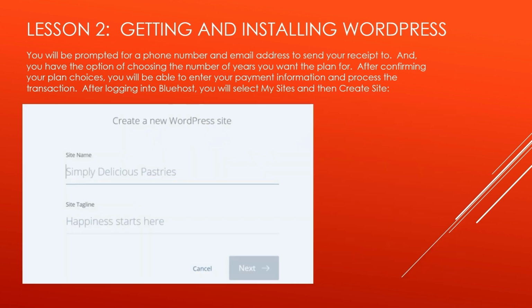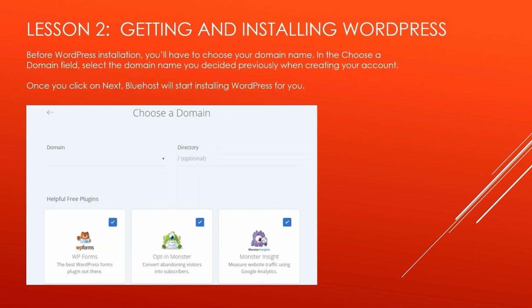When you create a site, you give it a name and a tagline, which is optional, or you can change it later, right? And then you'll click Next. Before you get to the WordPress installation, you'll have to choose your domain name. It might pop up automatically there since you chose it earlier. Otherwise, you just select it from that domain drop-down. And then you will click Next, which is not showing on the screen. And it will automatically start installing WordPress for you.